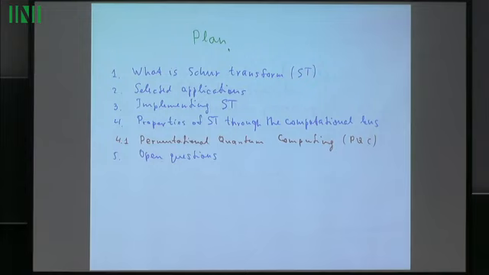So the plan is the following. We'll have a gentle introduction to what a Schur transform is. Then we'll have a quick look at a very biased selection of applications, and then discuss the implementation of the Schur transform. Then we'll move to the second part of my talk, which is about properties of the Schur transform, studied through the computational lens. In particular, what we call permutational quantum computing, and we'll conclude with some open questions.